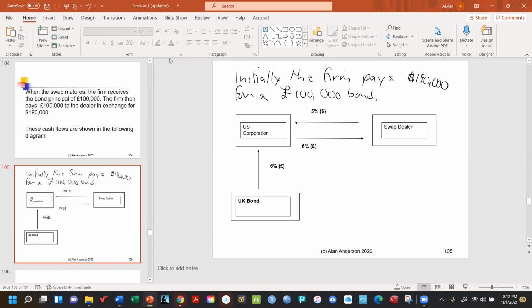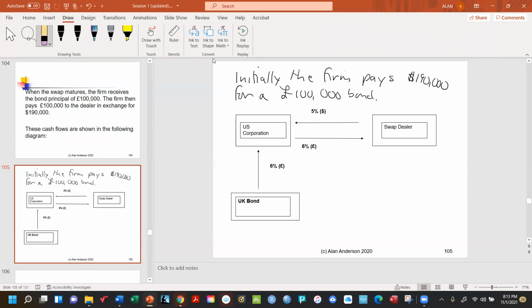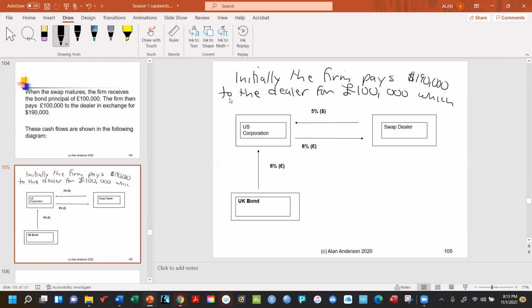Actually, I shouldn't write it this way. Hold on a second. We swap with the dealer. Let's make that a little clearer. To the dealer, for 100,000 pounds, which are used to buy the British pound bond.